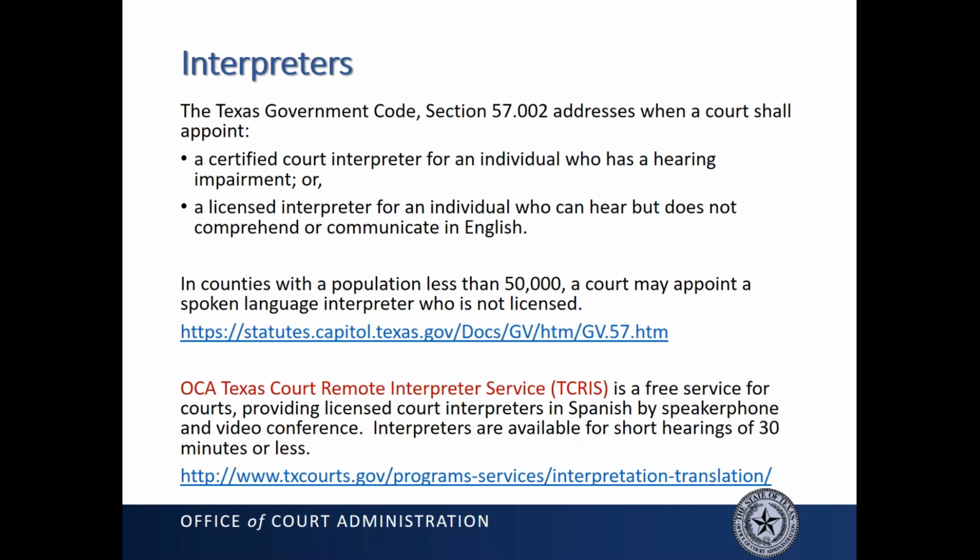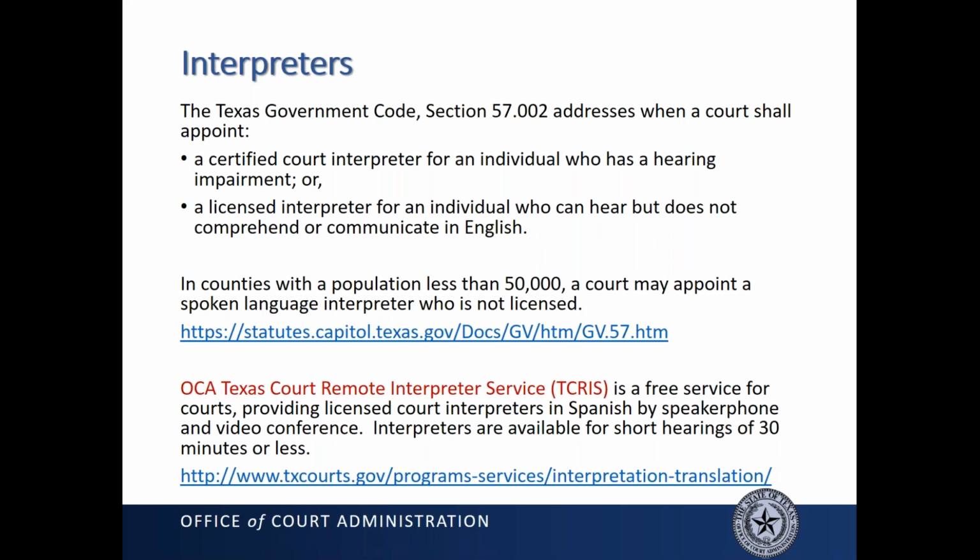So our direction comes from the Texas Government Code, section 57.002. It says you should have a certified court interpreter for an individual who has a hearing impairment, whether they are mute or deaf mute, and a licensed interpreter for an individual who can hear but does not comprehend or communicate in English. In counties with a population less than 50,000, a court may appoint a spoken language interpreter who is not licensed. So maybe there's a Spanish teacher in the audience. The judge could ask that person to serve as an interpreter.